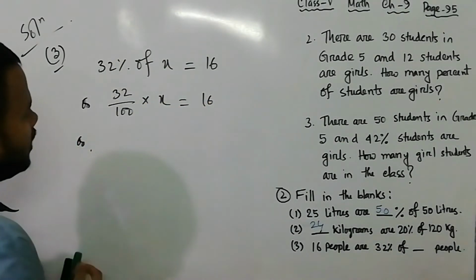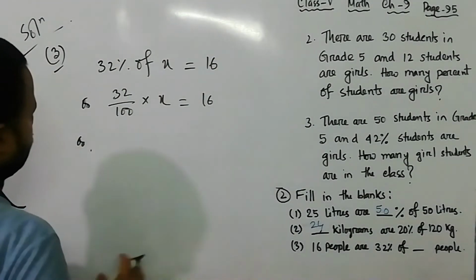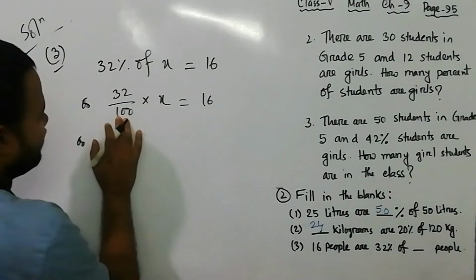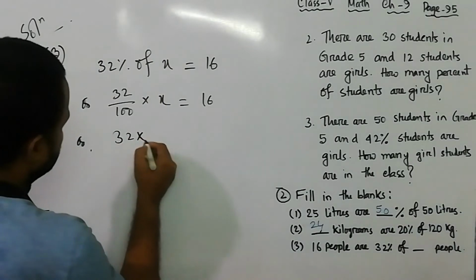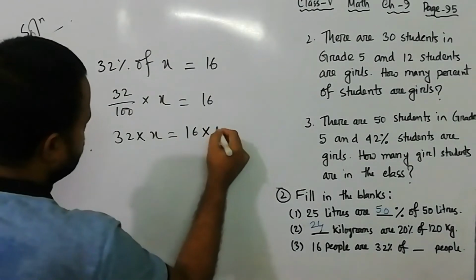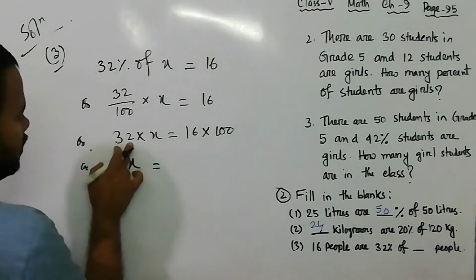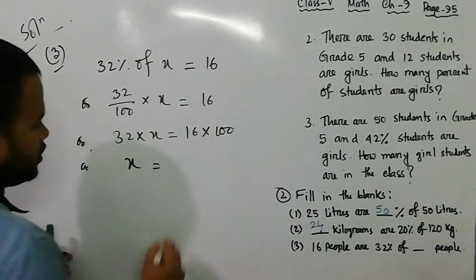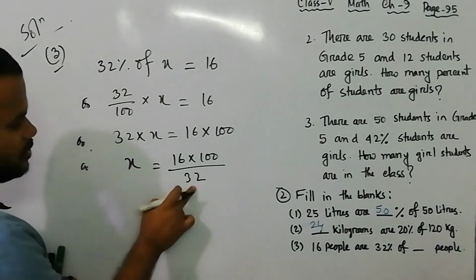Now here we have 100 in division, so we have 32 into x equals to, if we change the side, then we will have here 100 in multiplication. We have to find the value of x. Here 32 is in multiplication form, so if we change the side, then it will be in division. 16 into 100 by 32. Here 32 is in division mode.